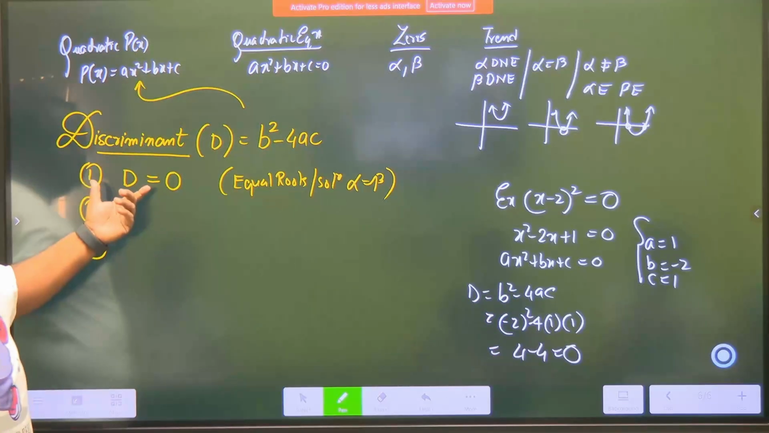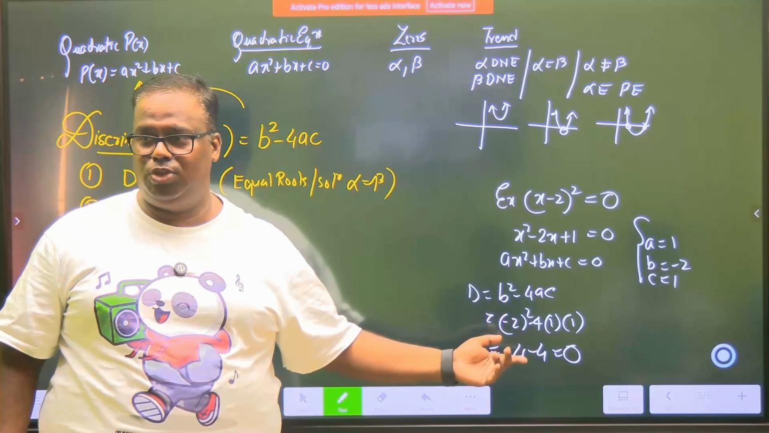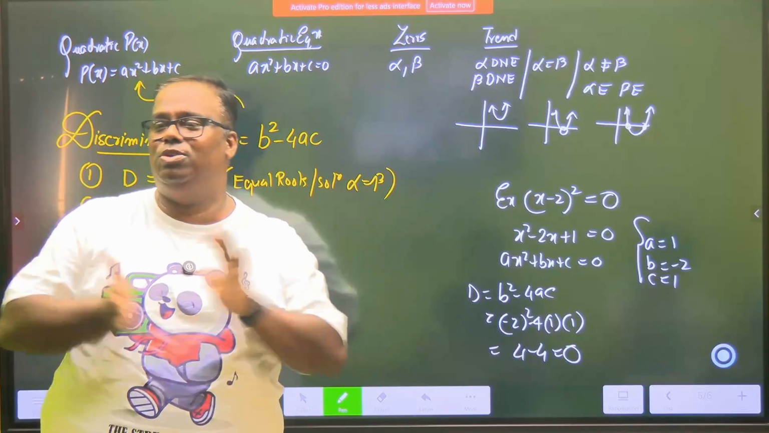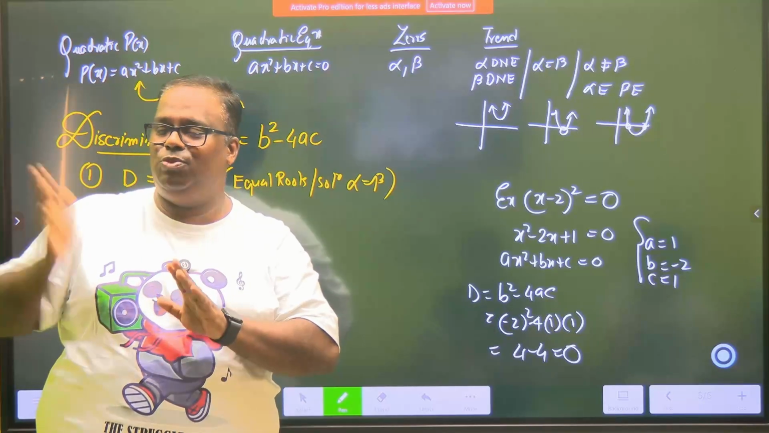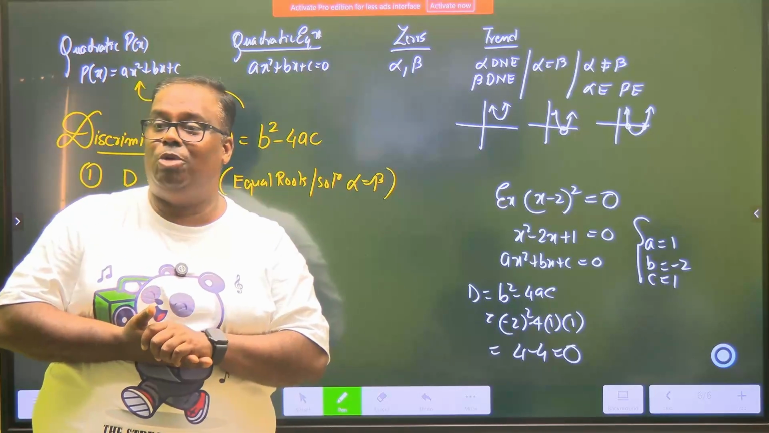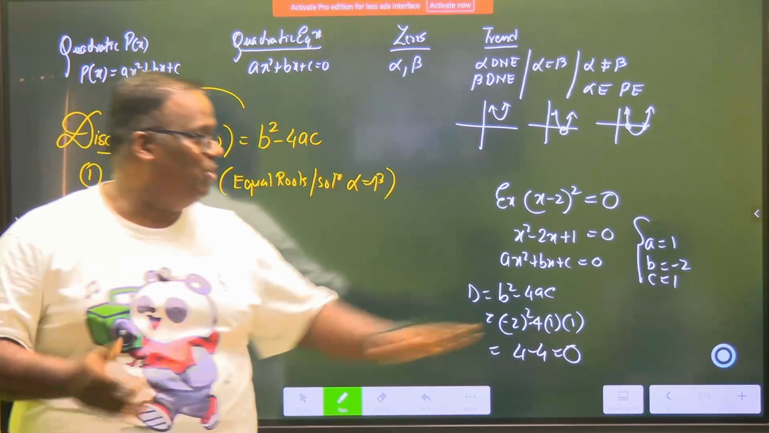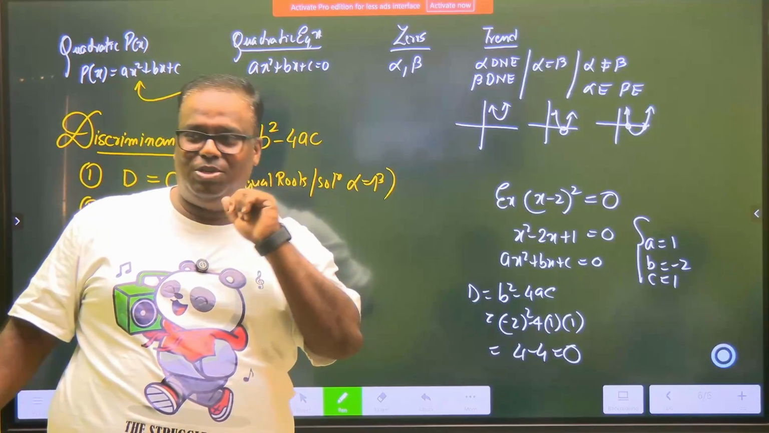Did you understand what I tried to say? By checking the discriminant, you can comment whether it will have equal roots or no roots. We just saw equal roots. In equal roots, B square minus 4AC will always be equal to 0. And if B square minus 4AC is equal to 0, the problem is either in the format of A plus B whole square or A minus B whole square. Now see, if you learn the two chapters together, life becomes very easy.